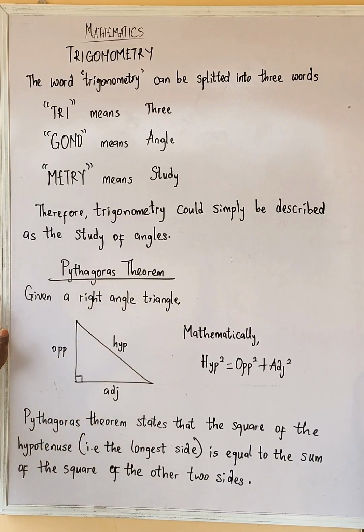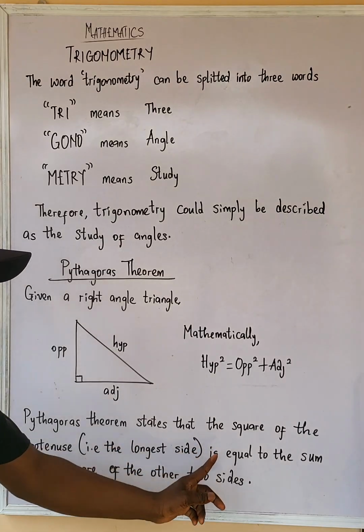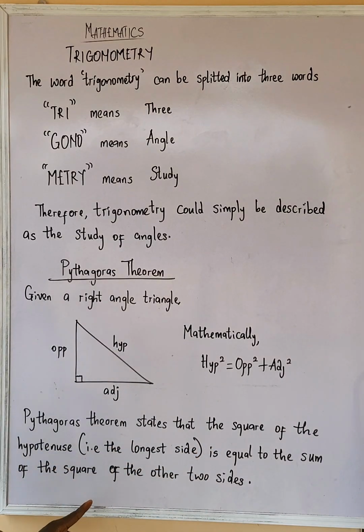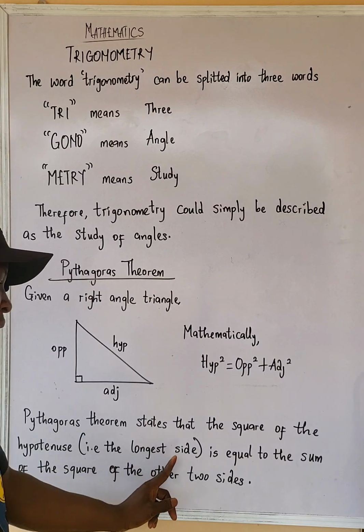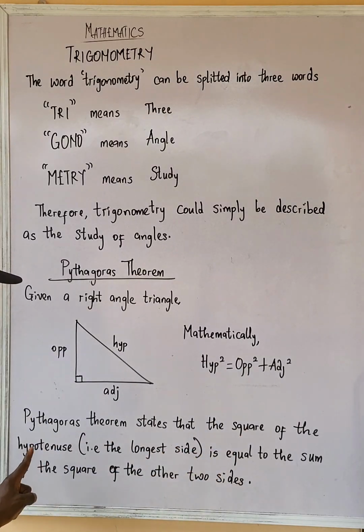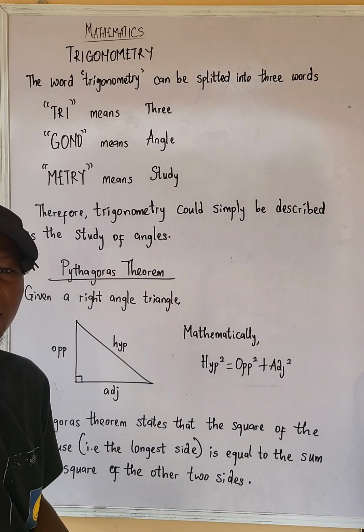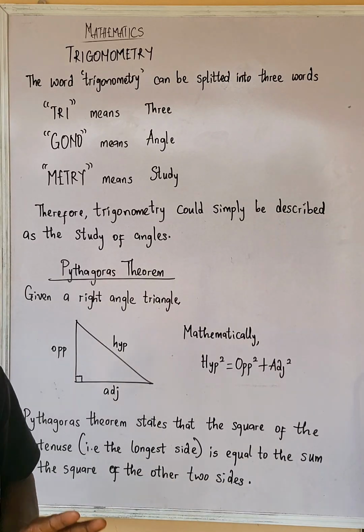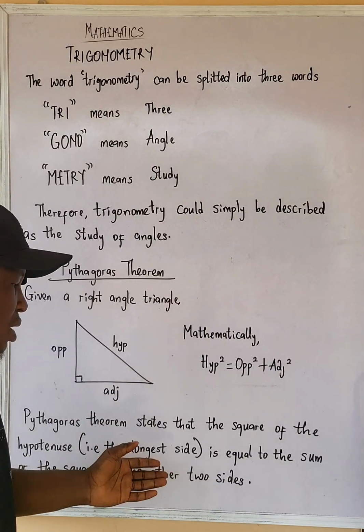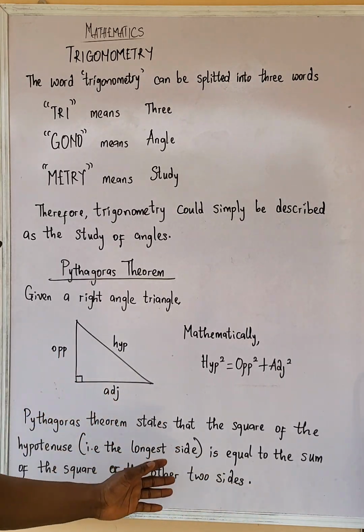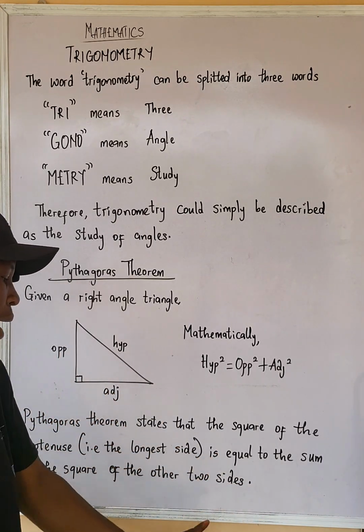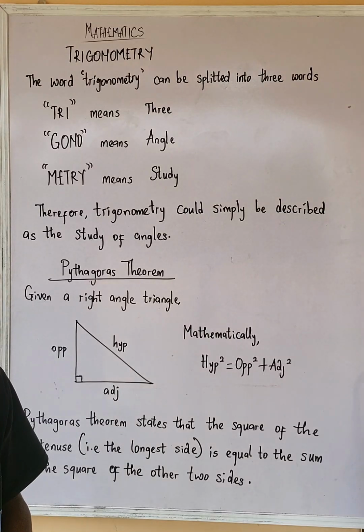What does Pythagoras theorem state? The square of the hypotenuse, which is the longest side, is equal to the sum of the square of the other 2 sides. That's Pythagoras theorem for you. So if you are told to state Pythagoras theorem, just simply say Pythagoras theorem states that the square of the hypotenuse is equal to the sum of the square of the other 2 sides.